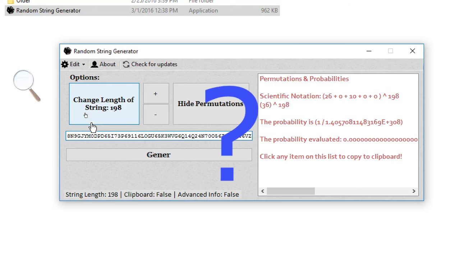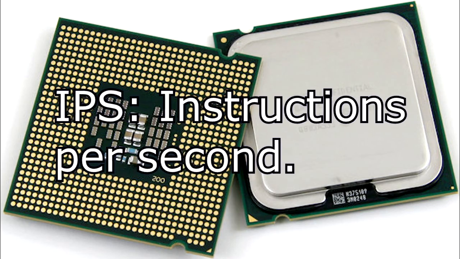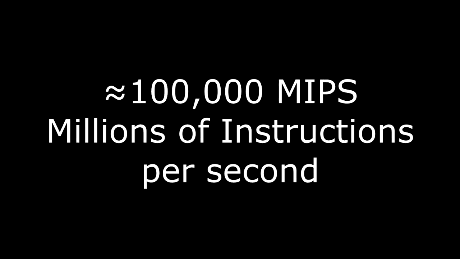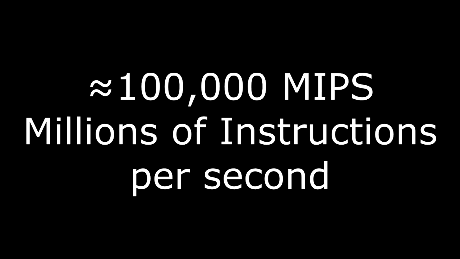In order to proceed, I need to establish some information and terminology so we become familiar with what I'm saying. So we need to understand that processor speeds are measured in IPS, or instructions per second. My processor runs about 100,000 MIPS, which is 100,000 millions of instructions per second. And when you evaluate that to regular IPS, that's roughly 100 billion instructions per second.